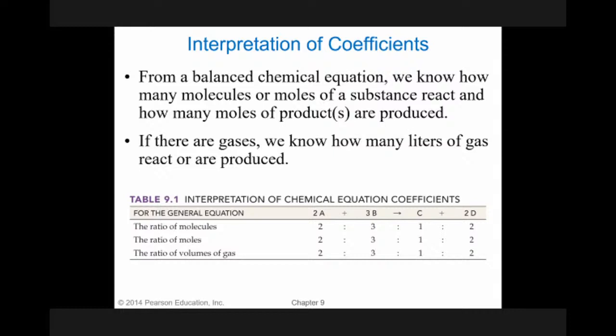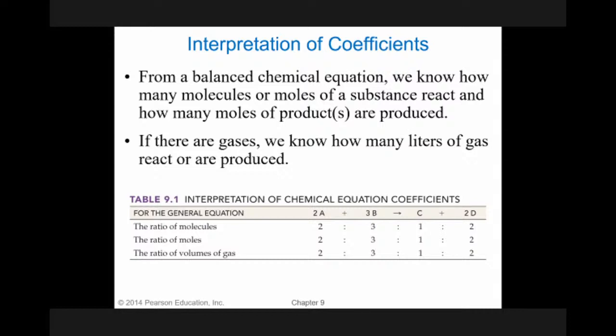React with how many moles of product are produced. That was your question. I'm glad you asked that question because they give you an answer now. If there are gases, we know how many liters of gas react or are produced. Particularly Table 9.1, interpretation. This is what we're doing this morning.